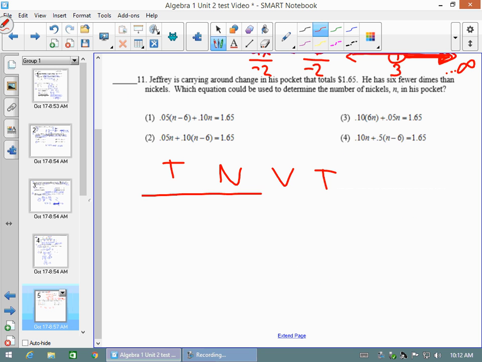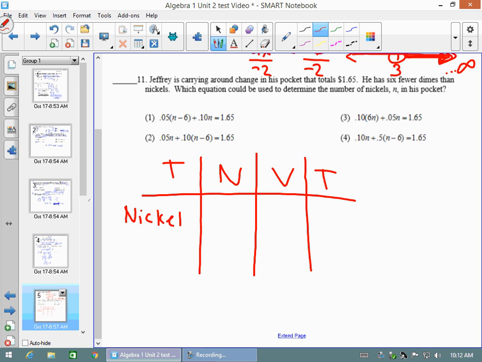And my types of coins I have are nickels and dimes. So they tell us, if we look back, he has 6 fewer dimes than nickels. So we're comparing to our nickels. So our nickels is going to be n, and then our dimes is going to be 6 fewer than. So we're going to take our n and subtract 6 from that, for 6 fewer than.